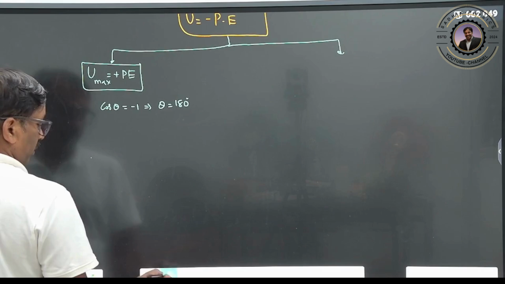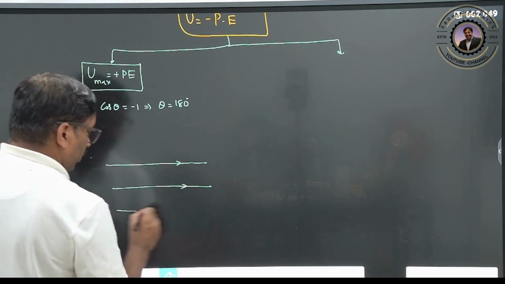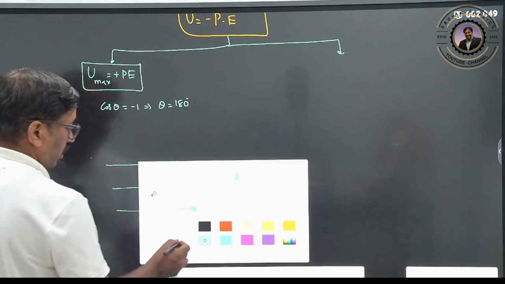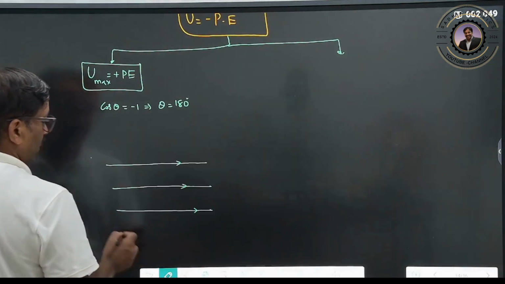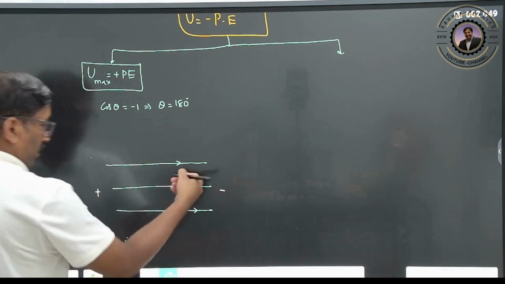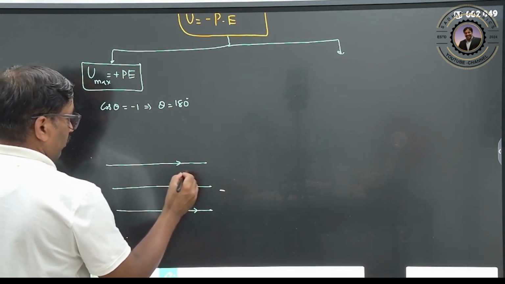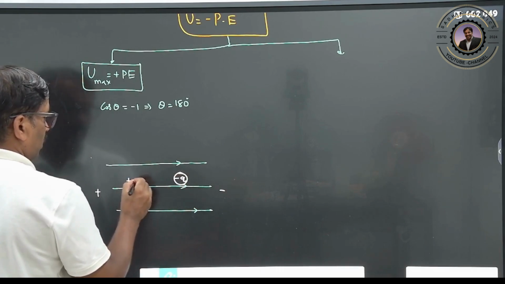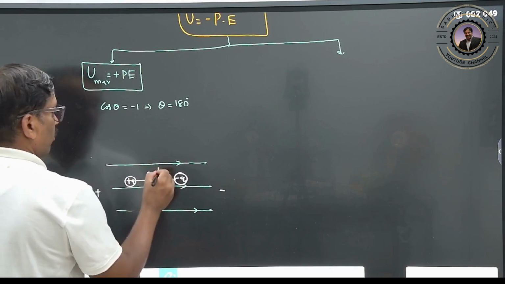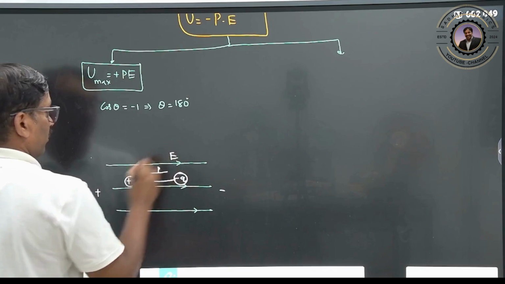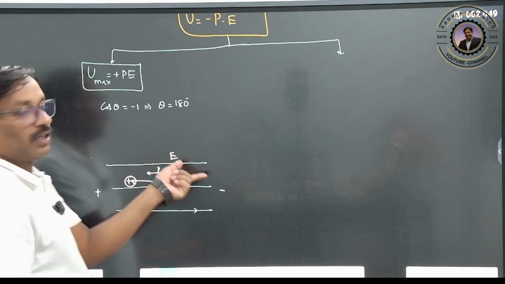Let us see here. There is a uniform electric field. When the potential energy is maximum, the dipole is at 180 degrees. That means this side is positive, negative, so it should be in the opposite direction. Here it should be negative and here it should be positive. So this side is your dipole moment, and this side is your electric field. The dipole moment is toward this side, the electric field toward this side.